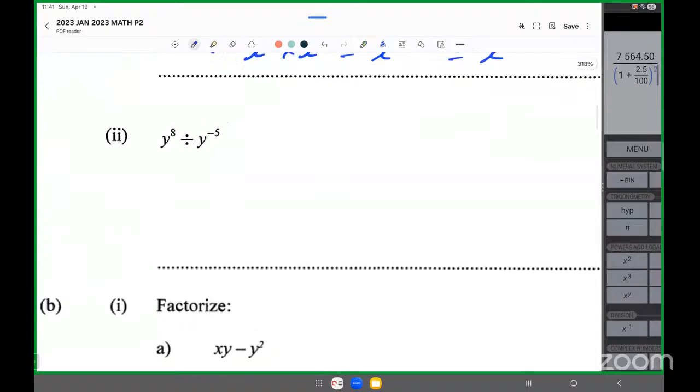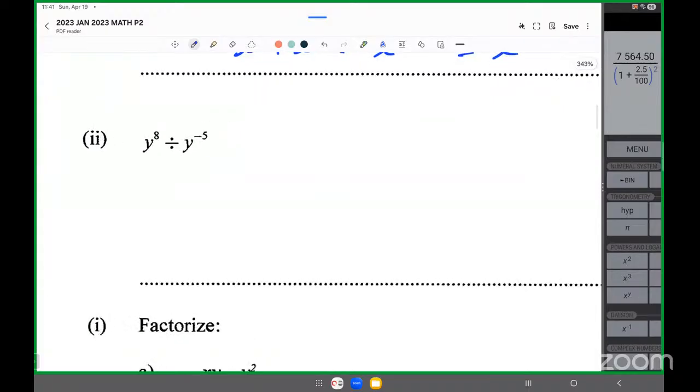Next question. Here again, you are now dividing indices. When you divide indices, you subtract the powers. Note that this one is negative, so you have to be careful with the negative. That's going to become y to the 8 minus this power, which is negative 5.